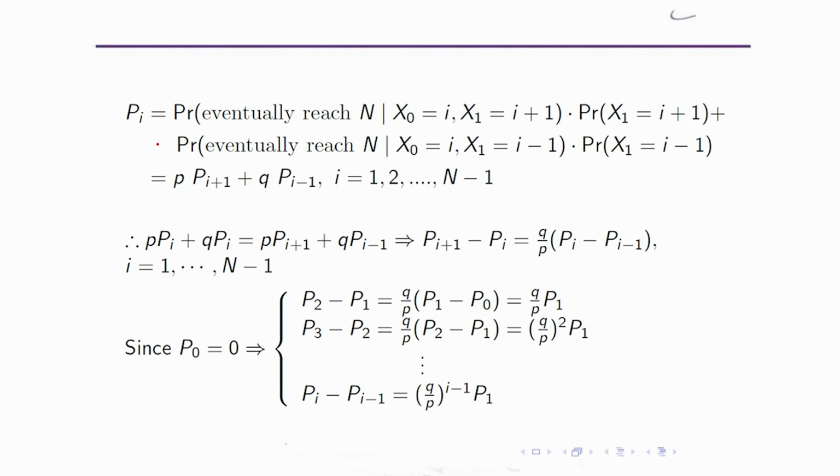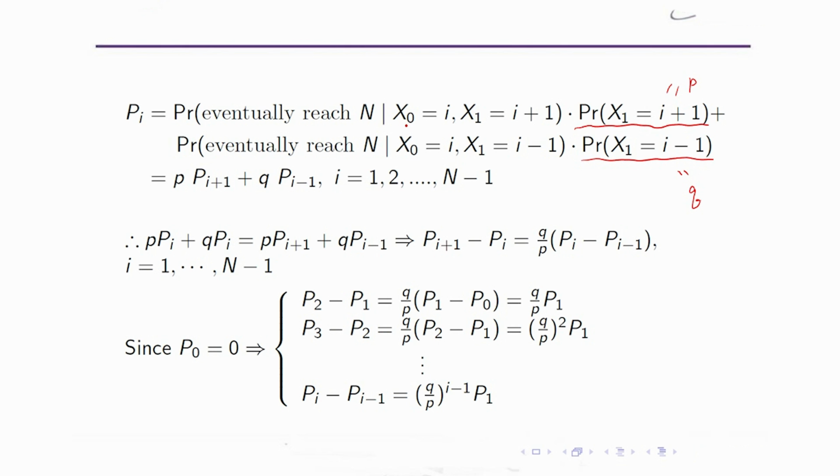So Pi can be written as the conditional probability that we eventually reach n given we start with i units and the first game we earn one more unit, so S1 is equal to i plus 1, times the probability that S1 is equal to i plus 1, plus the conditional probability that we eventually reach n, given we start with i units and the first game we lose one unit, so S1 is equal to i minus 1, times the probability that S1 is equal to i minus 1. And because S1 is equal to i plus 1 with probability p, and i minus 1 with probability q.